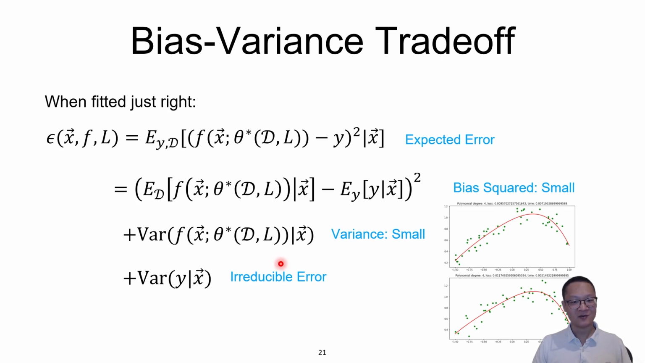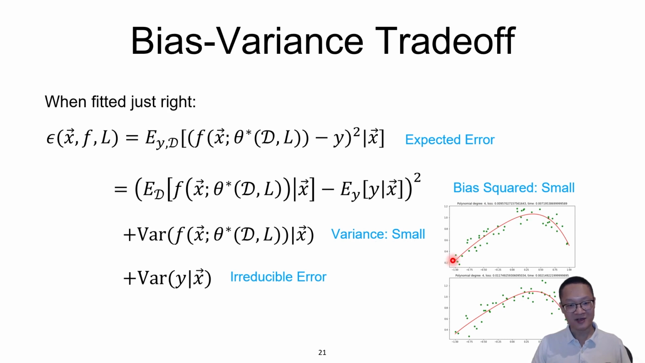Okay, and finally, when we do fitting just right, the expected error turns out to be small. And then when you decompose it into bias, variance, and irreducible error, all of these are going to be hopefully small. So in this case, the bias squared is small because if you look at the average of all the red lines, the red curves, they're going to match really well with the average of the data points. That's the unnoisy polynomial. So the bias squared is small.